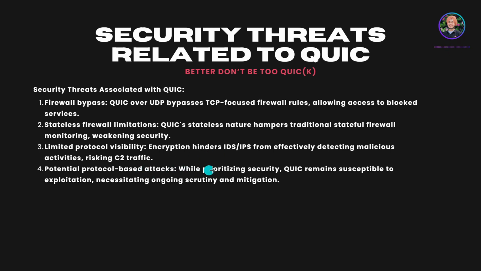The next security threat we have is limited protocol visibility. QUIC encrypts most of its protocol information, making it difficult for network security tools such as the intrusion detection system, that is IDS, and intrusion prevention system, IPS, to inspect and detect malicious activity effectively. This can leave the network vulnerable to various threats, including command and control traffic.